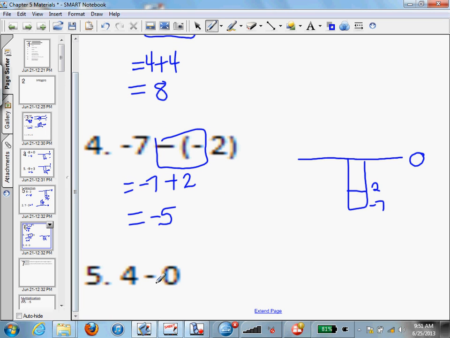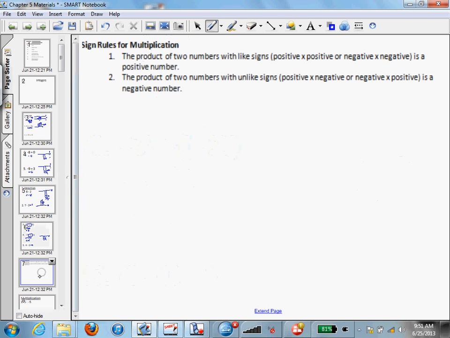And then number 5, 4 minus 0. Anything minus 0 is what you were subtracting it by. So the answer is just 4.